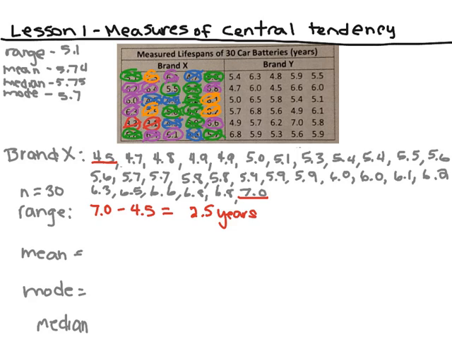Our mean, remember you add up all the numbers and then you divide by the number. So try adding them all up. Remember this plus this all the way through all the numbers. You should get 171.7. See if you get that. And when you divide by 30, you get 5.72 years.